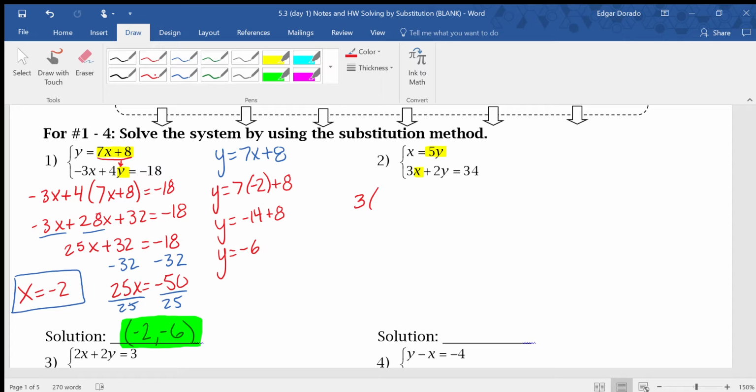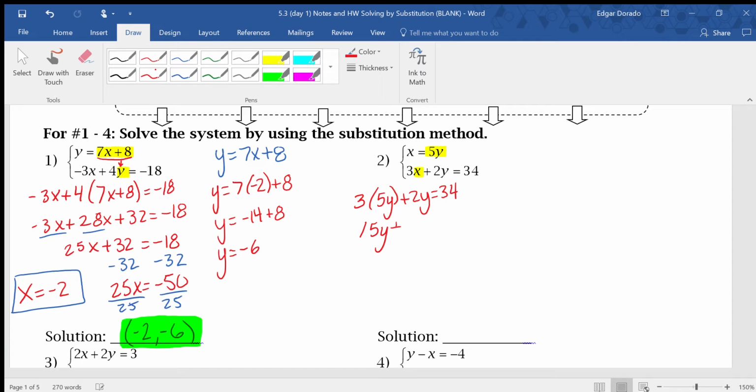So that would be 3 times, and now instead of an x, I'm going to put a 5y, plus 2y equals 34. Okay? And just for a second, I want to stop. Again, the reason why I'm substituting in there is because look at my new equation. I only have y's here. There's no more x's. That means I can solve for that variable y, and then finally come back and solve for x. So in the meantime, let's continue solving this.